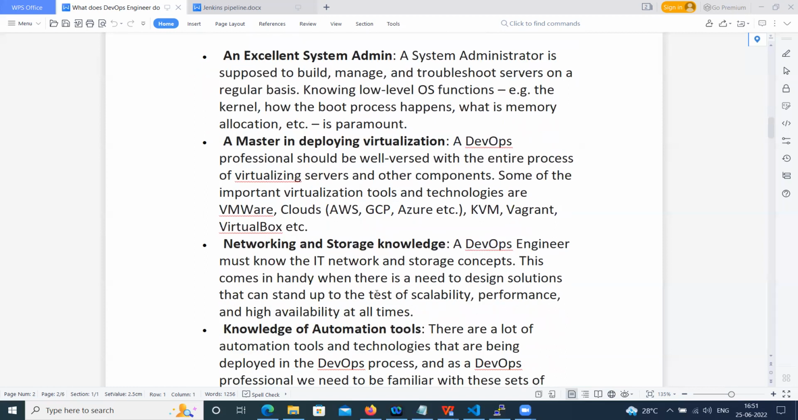Next, to become a DevOps engineer, you should have networking and storage knowledge. A DevOps engineer must know IT, network, and storage concepts. This comes in handy when there is a need to design a solution that can stand up to the test of scalability, performance, and high availability at all times.